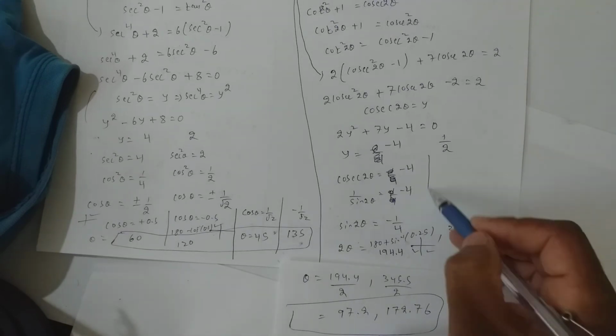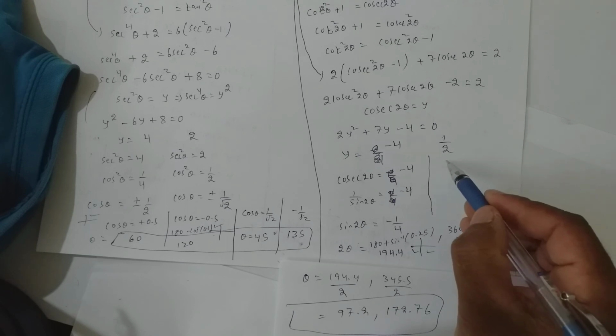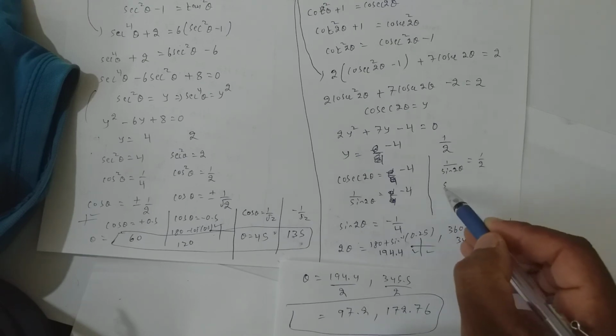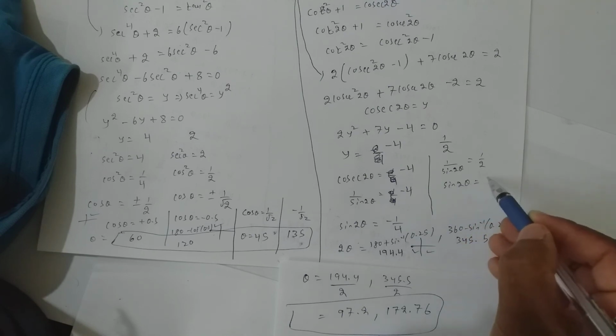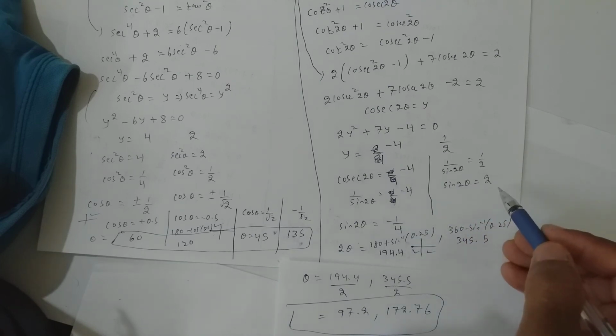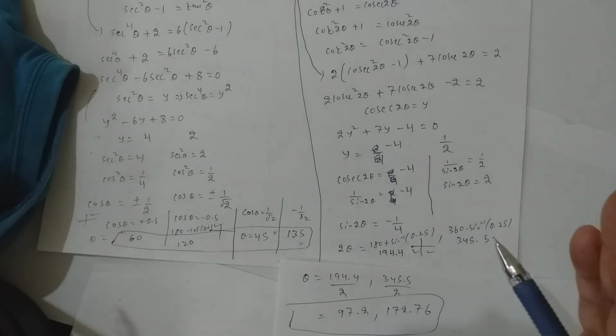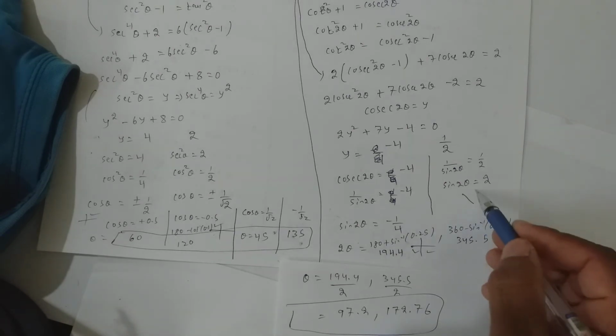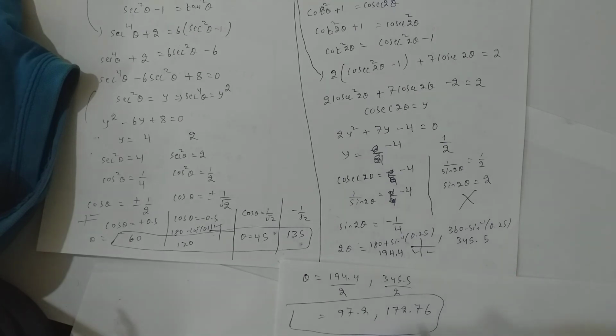Now here, 1 by sine 2 theta equals half. Do reciprocal on both sides, sine 2 theta equals 2. Sine theta cannot exceed 1 or decrease beyond minus 1. So sine theta equals 2 is not possible. So only two values for theta you get. They are these two.